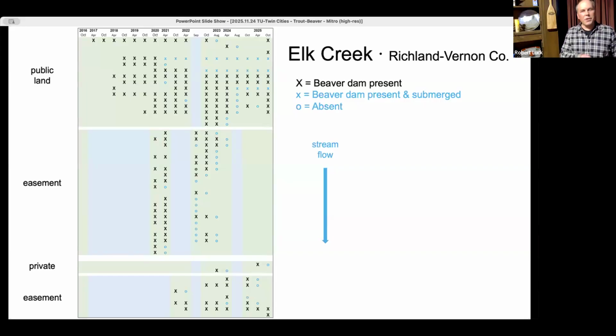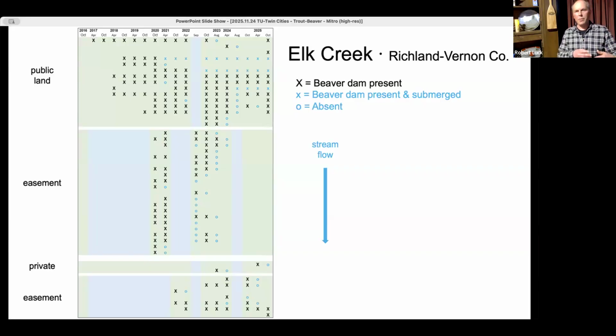So I'm going to show you some data for Elk Creek. This here, I just want you to show the pattern. Those X's on there are beaver dams. So this is top to bottom, upstream to downstream. On the left, 2016, there were no beaver dams on Elk Creek. 2017, beaver dams started going in, and we let them go.